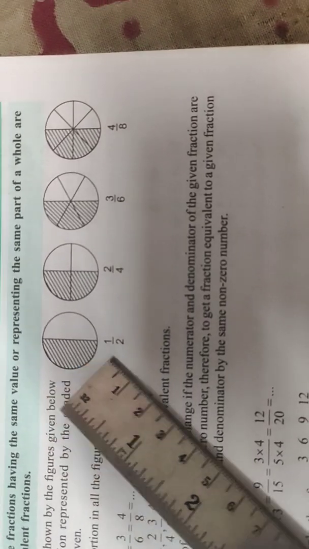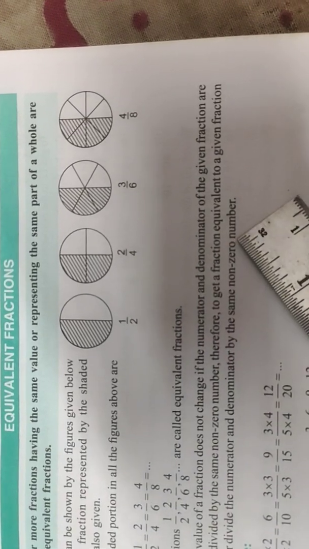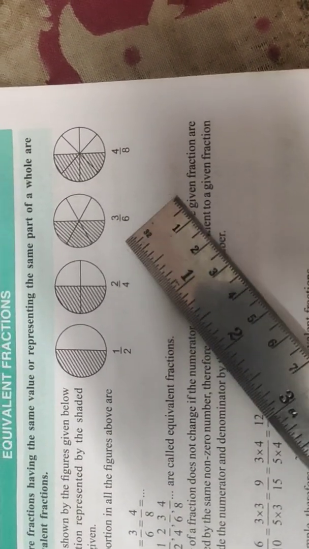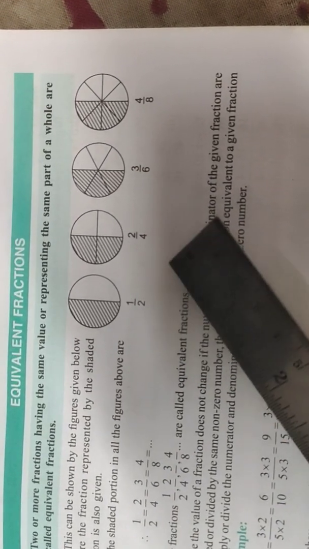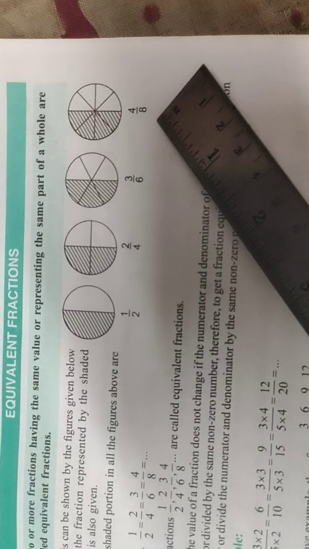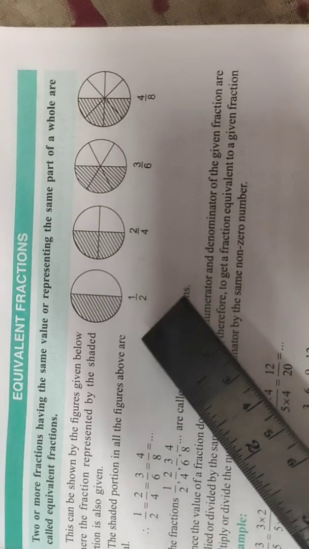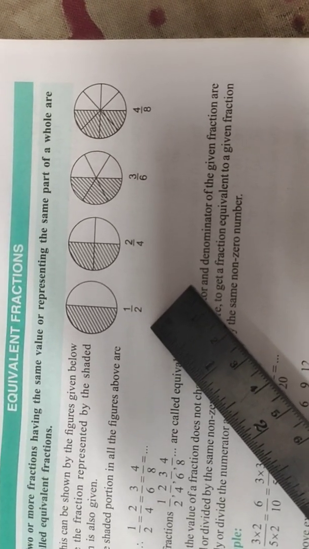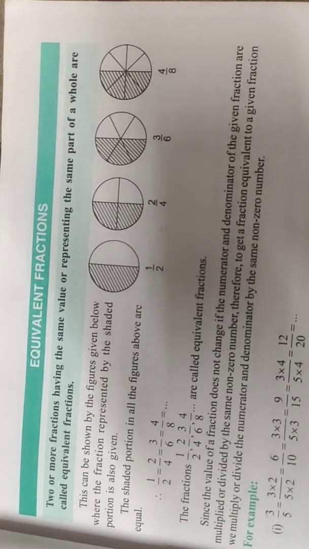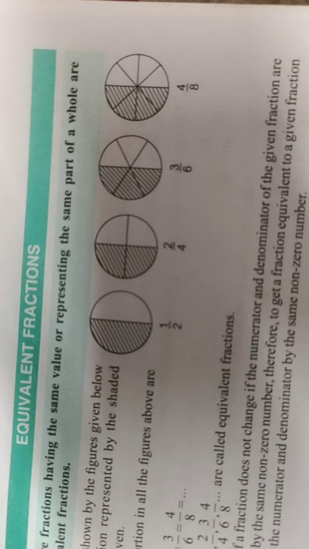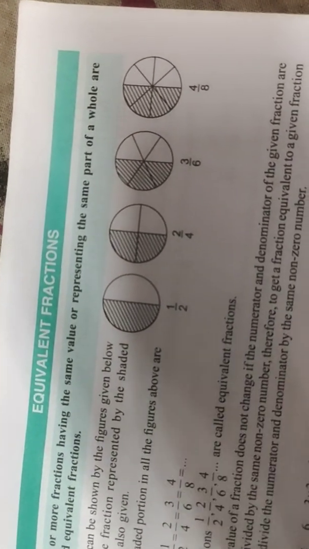So if this is 1 by 2, that means half. 2 by 4 also represents the same half. 3 by 6, 3 is half of 6, 4 is half of 8. So in reality, 1 by 2, 2 by 4, 3 by 6 and 4 by 8, in terms of value, they are all equal. So in spite of having different numerators and denominators, all these 4 fractions have the same value. Such fractions like 1 by 2, 2 by 4, 3 by 6, 4 by 8 are equivalent fractions.